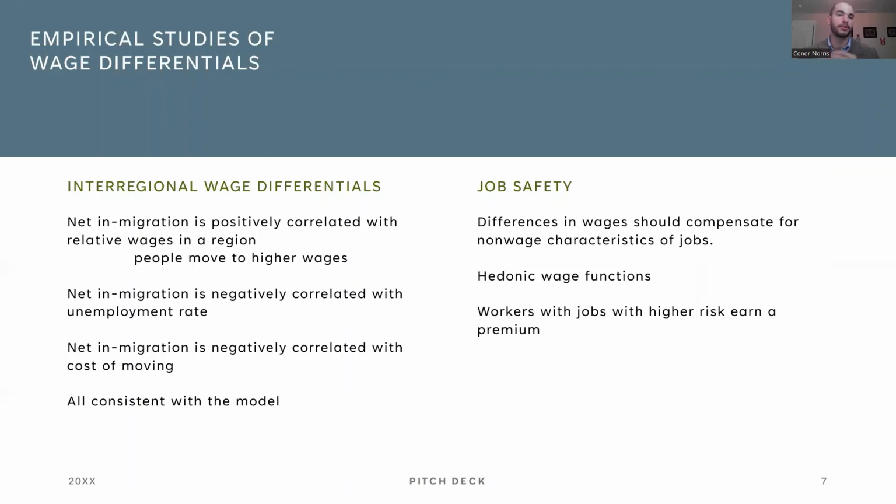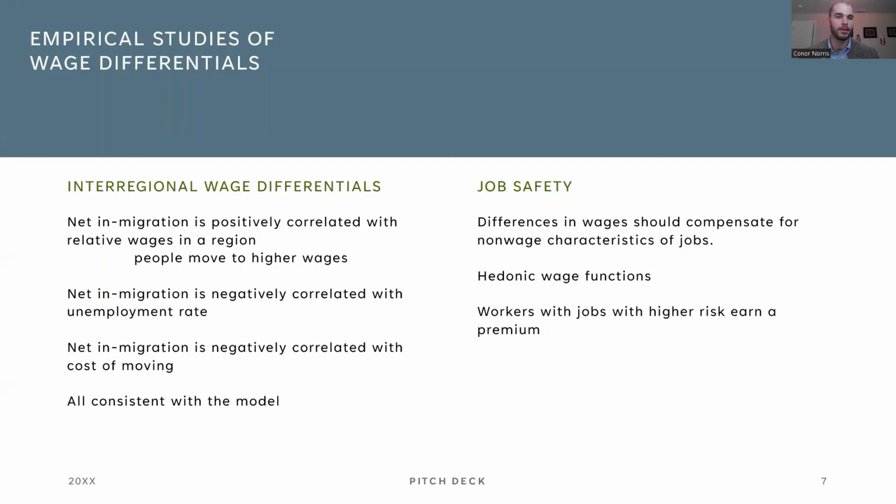So there has been some empirical work studying wage differentials. Your textbook has a section on that. This is the last thing we'll cover in chapter 7. So there are some interregional wage differentials, and the basic findings of the research over the years is that net in-migration, so migration into an area, is positively correlated with relative wages in a region. So people tend to move more to areas with higher wages. They move less to areas with lower wages.